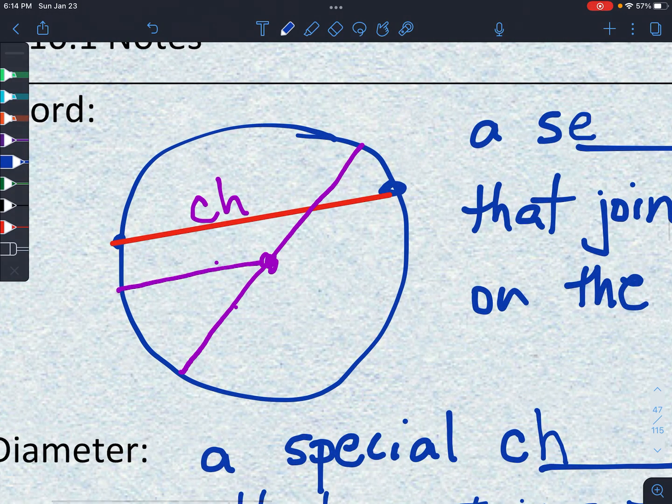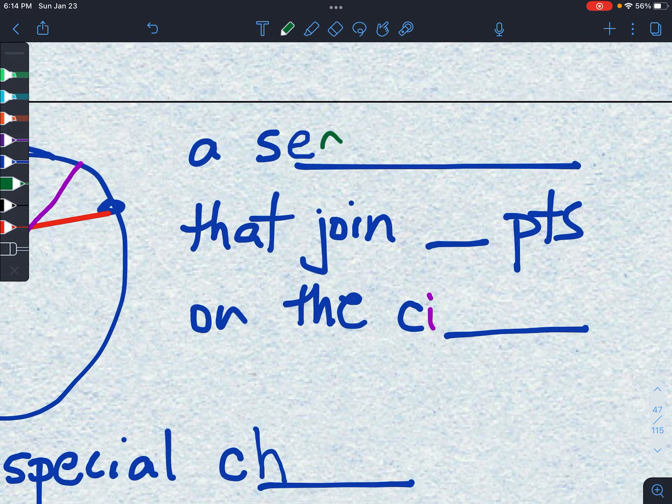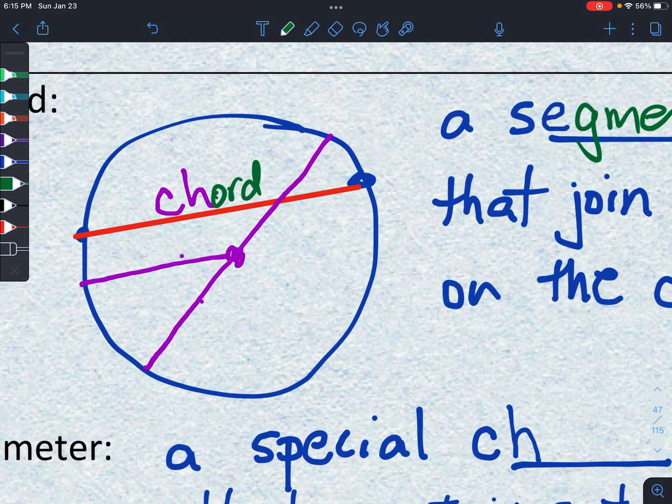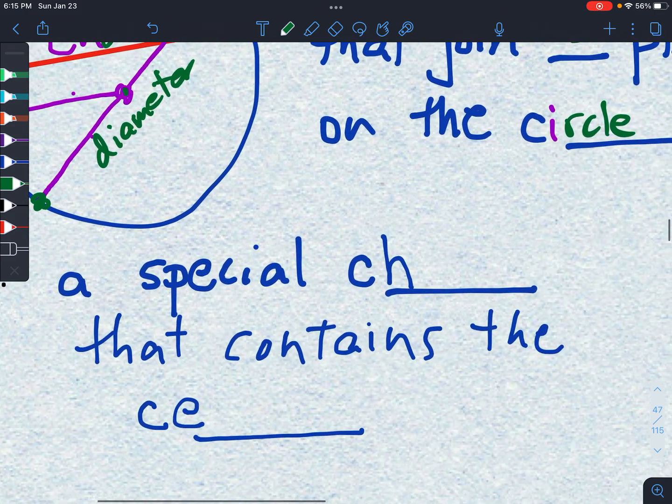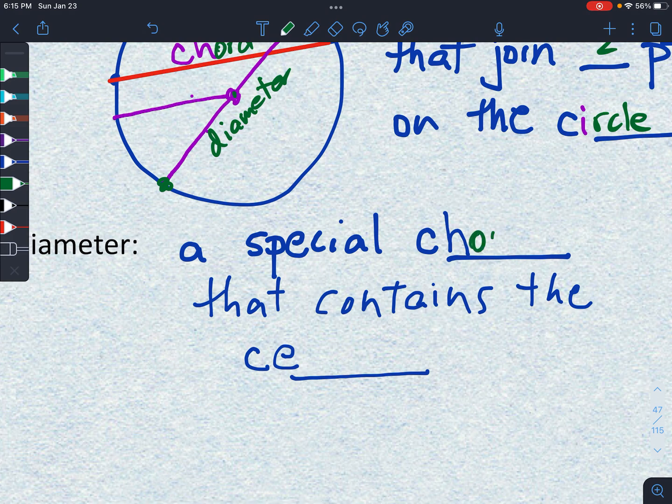All right, what is, first of all, a chord? A chord is any segment that joins 2 points on the circle. So go ahead and draw a circle like that and draw 2 points on the circle anywhere, and just connect them. That's a chord. We have special chords called diameters. They not only go from point to point on the circle, but they go through what we call the center, right? So a diameter is a special chord. Why? It contains the center.